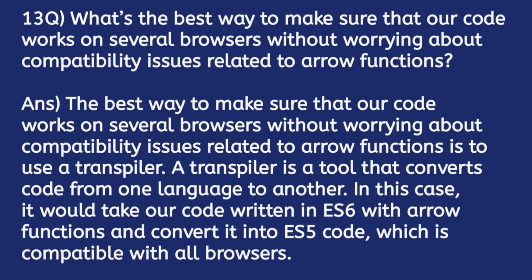What's the best way to make sure that our code works on several browsers without worrying about compatibility issues related to arrow functions? The best way is to use a transpiler. A transpiler is a tool that converts code from one language to another. In this case, it would take our code written in ES6 with arrow functions and convert it into ES5 code, which is compatible with all the browsers.